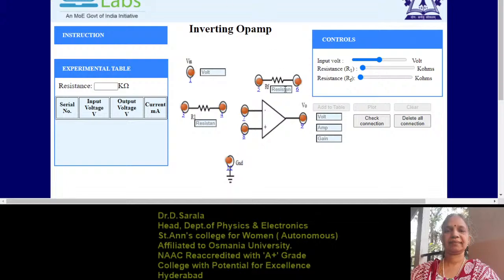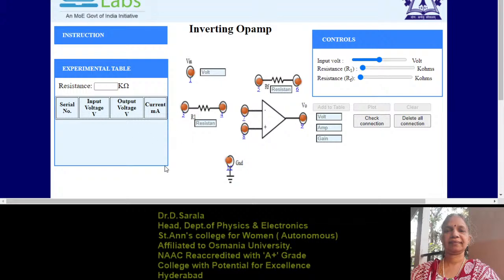This is the circuit for op-amp as an inverting amplifier. This is an operational amplifier. This is your inverting terminal, non-inverting terminal. This is the ground. This is your input resistance. This is the output resistance or the feedback resistance.